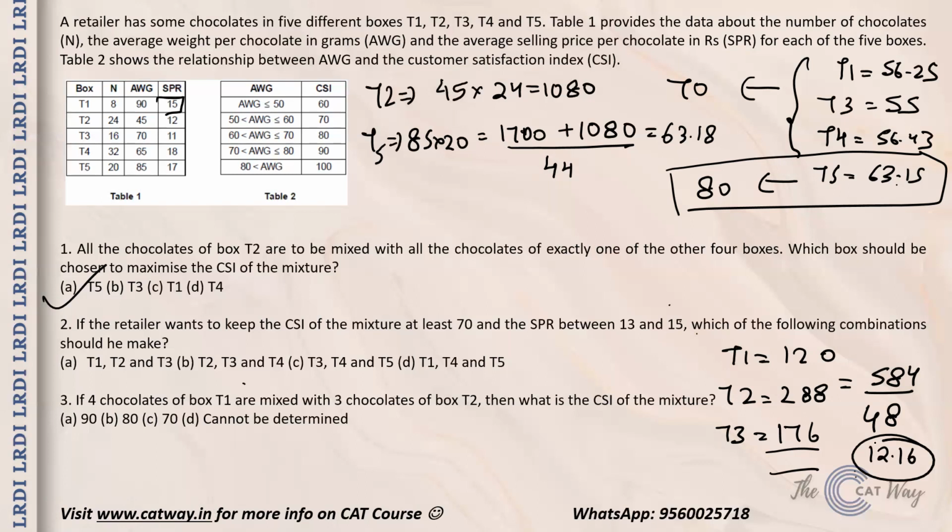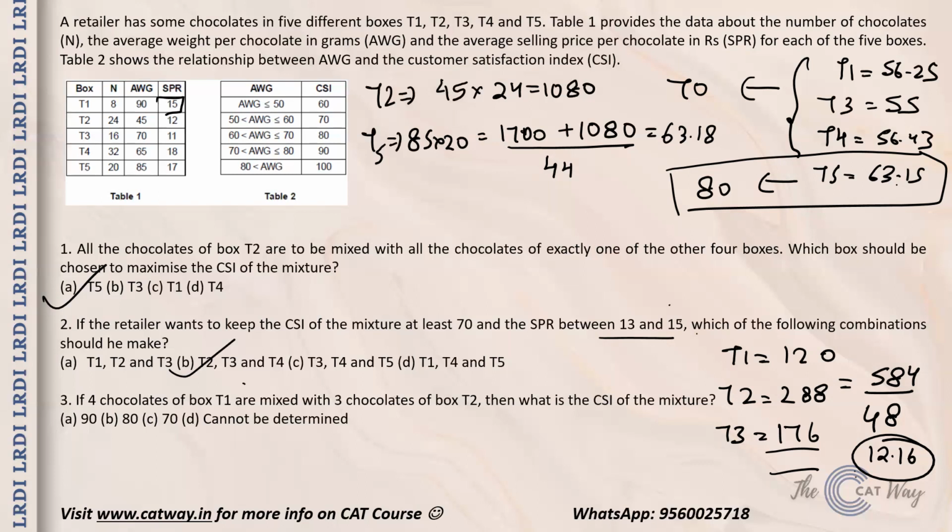Similarly, when you calculate it for the other options, what you will find is that only for option number 2 is the average selling price falling between 13 and 15. For the remaining three, for option 1, it was 12.16. For option 3, it is 16.06, and for option 4, it is 17.27. So the SPR should be between 13 and 15. That condition is only satisfied with option 2. So that will be the right answer. You won't even need to calculate the CSI.